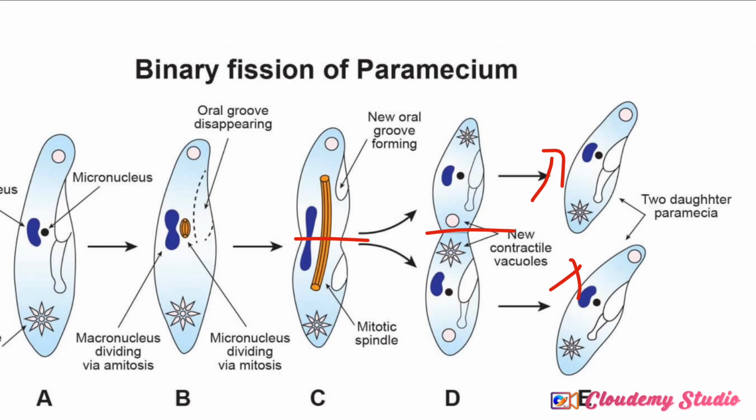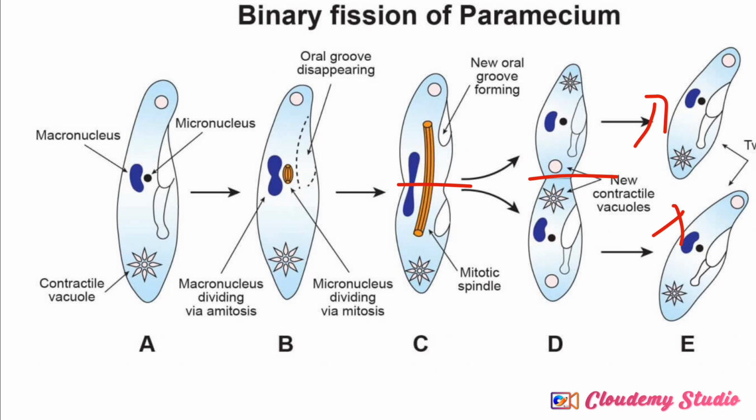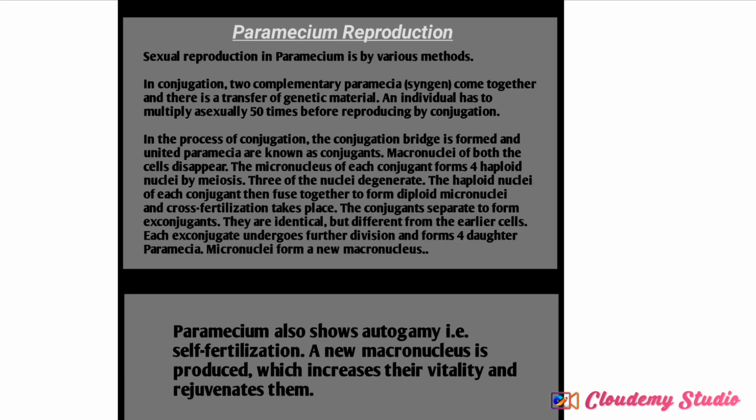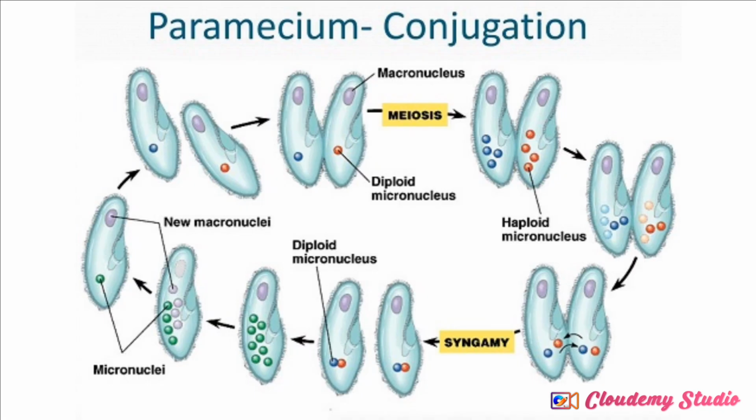That is their division. Their sexual reproduction is by conjugation, and in this process, the conjugation bridge is formed when two paramecia unite. These two paramecia that unite are known as conjugates. Please note that. Let me show you the structure. So this is two paramecia coming together. At the end of the day, they start exchanging genetic material.